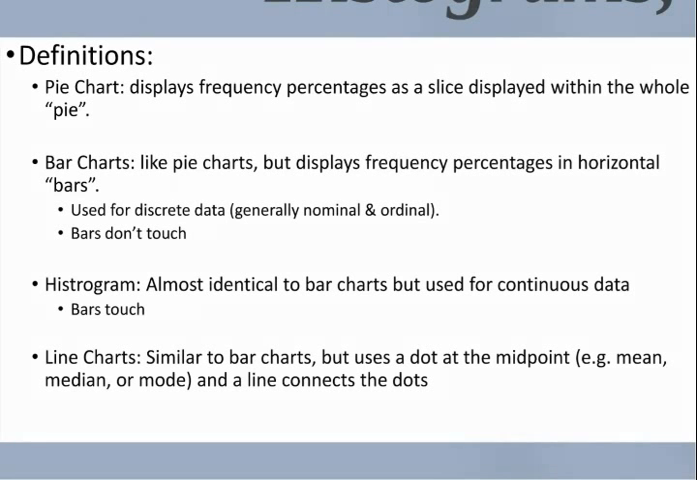Line charts are similar to bar charts, but again, they're used like histograms with interval and ratio data. And it uses the midpoint, something like a mean or a median, and then connects a line across the dots. And again, I'll show you what each of these are.